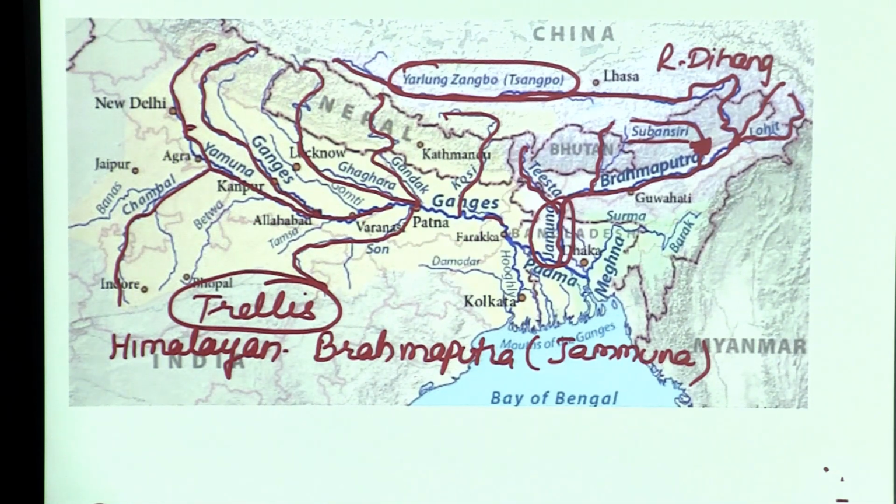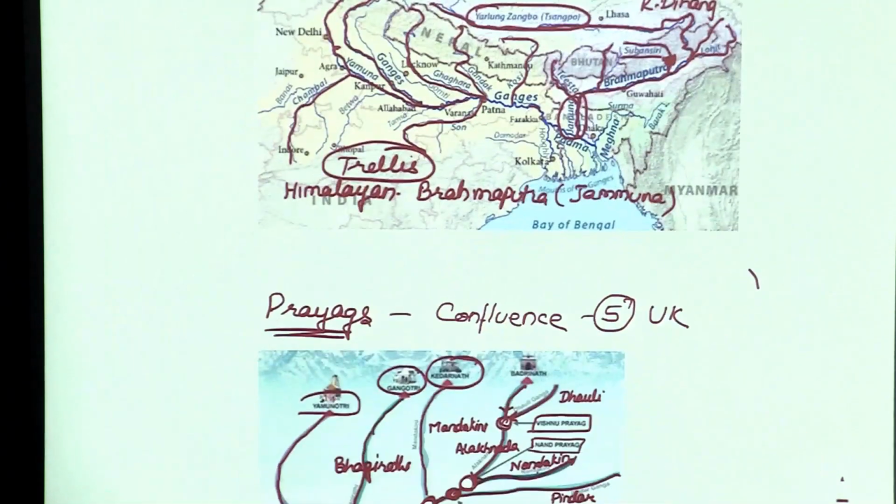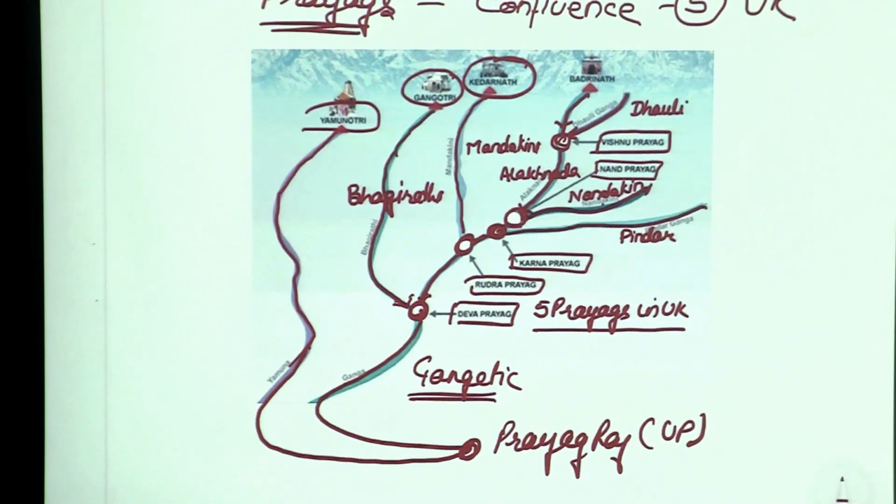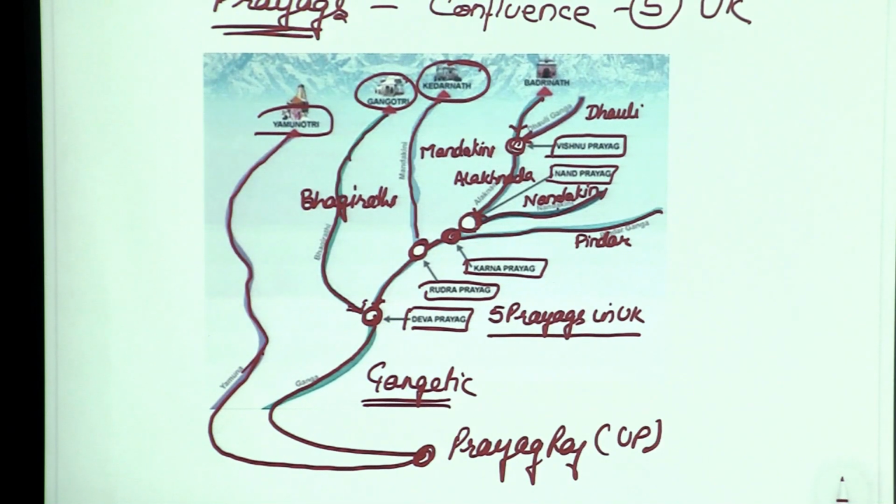Repeating it, peninsular and extra peninsular is the prominent divide. And when I talk about extra peninsular Himalayan, which is the river system that takes the largest area? It's the Gangetic system. Gangetic system goes with Prayag. How many prayags do we have in our country? We have 5 prayags in Uttarakhand and we also have one in Uttar Pradesh.